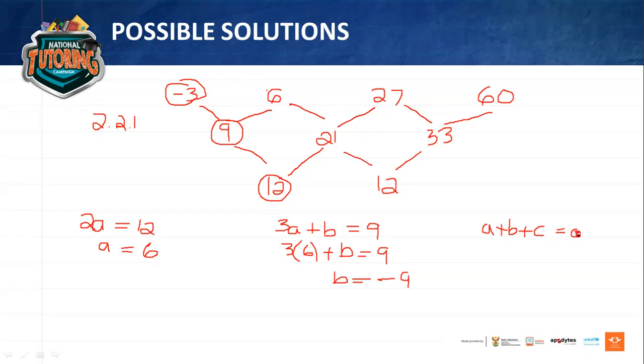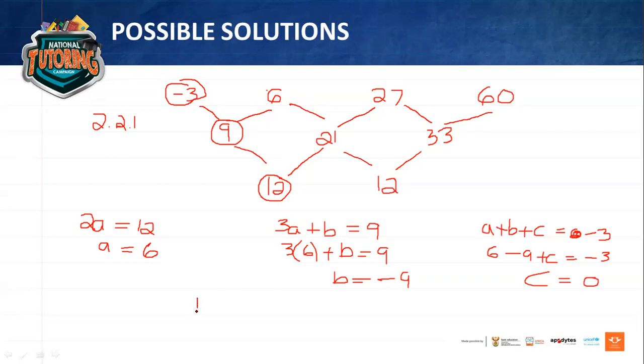It should be equal to minus 3. Okay, there is our minus 3. We have the value of a as 6. We've got the value of b as minus 9. Now we calculate the value of c. When you calculate, you come to realize that the value of c is going to be equal to 0, because 6 minus 9 is minus 3. Minus 3 plus 3 is 0.